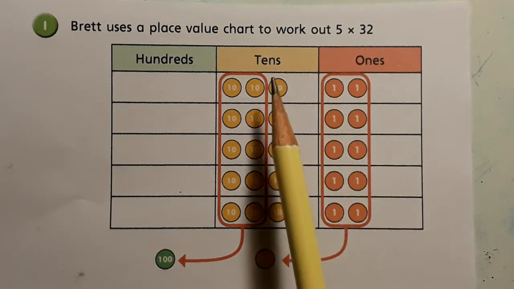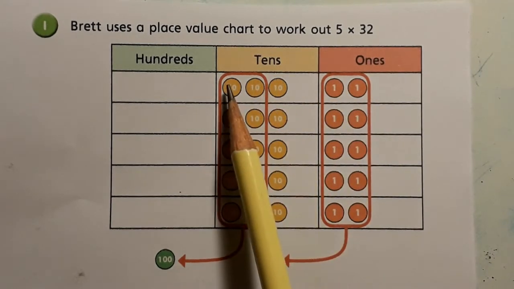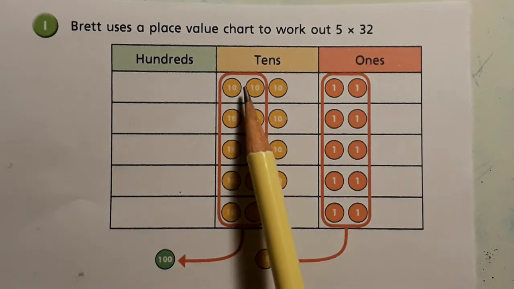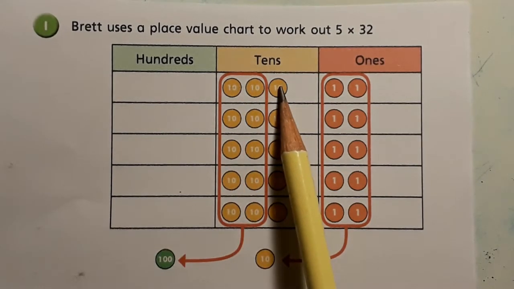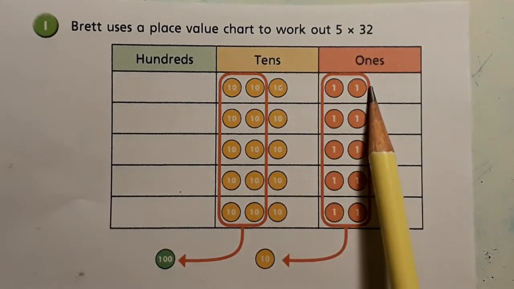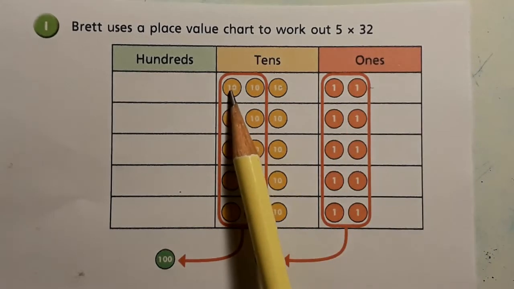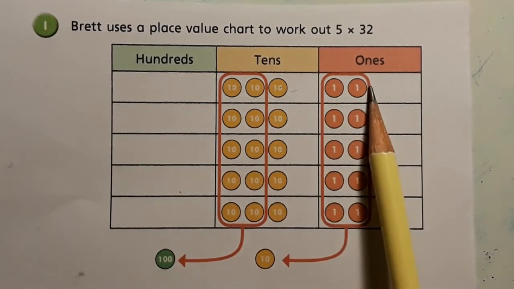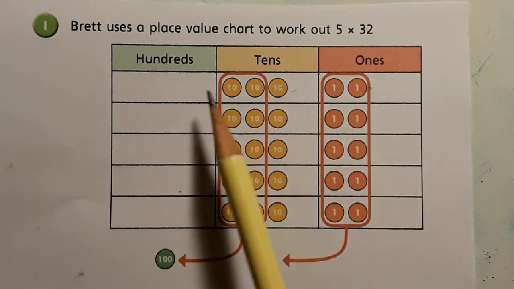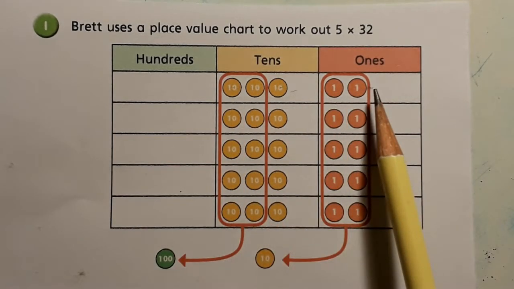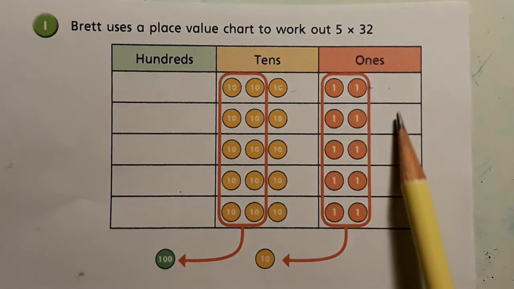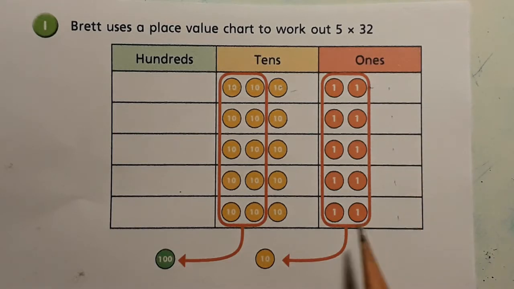Okay, so the grid shows you in each row 3 tens and 2 ones. So you've got in each row 32, and then you've got 32 5 times. 1, 2, 3, 4, 5 rows of 32.